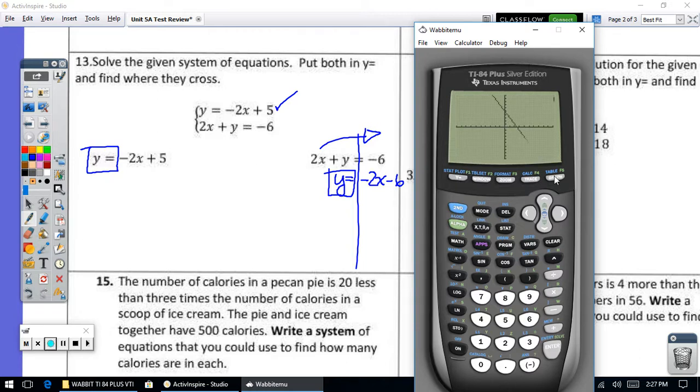Our first line, our second line, they're parallel. How do I know they're parallel? If you take a look here, this slope is -2, and this slope is -2. Same slopes mean they are parallel. So where do they cross? They don't. No solution to this system.